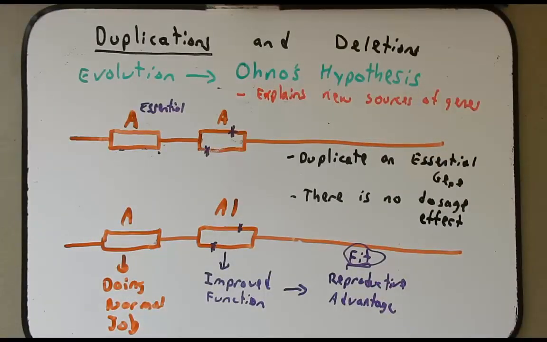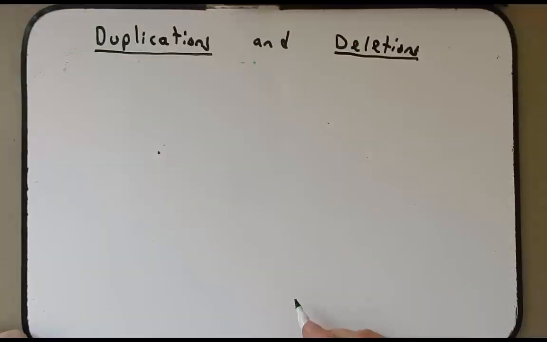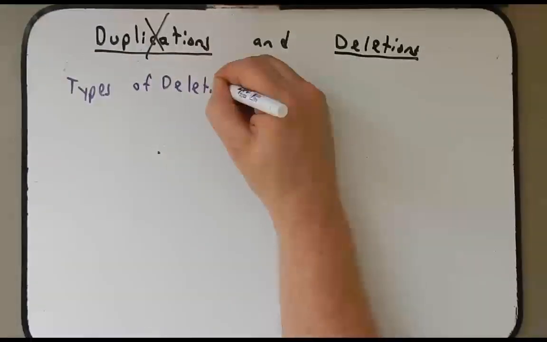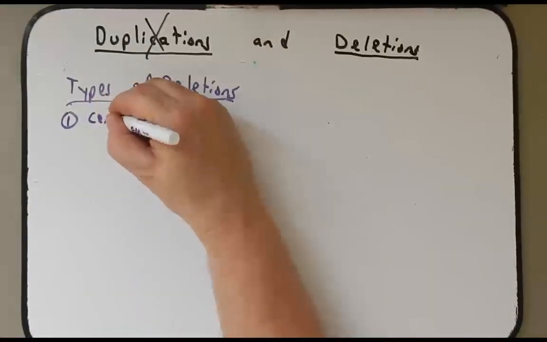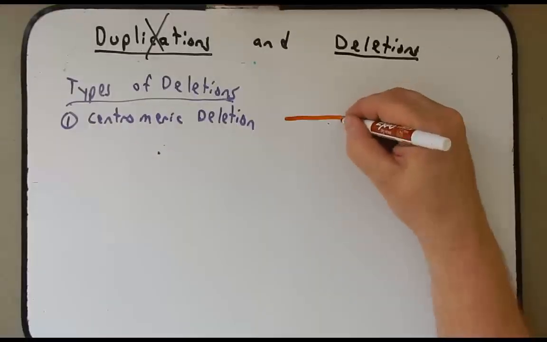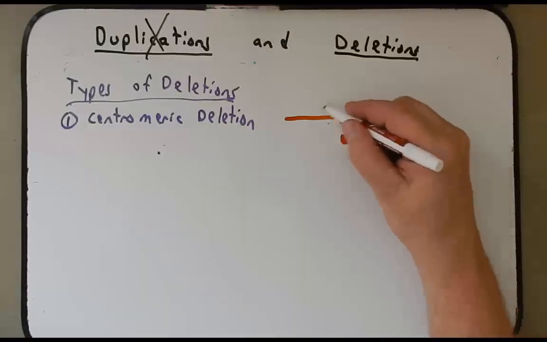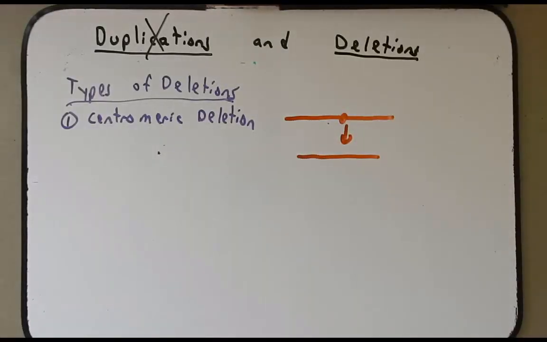Okay, now I want to talk about deletions and how deletions can lead to some sort of a phenotype. So we're done talking about duplications. Let's focus on deletions. And so as we think about phenotypes associated with deletions, it's important to consider types of deletions. The first one I want to throw at you here is called a centromeric deletion. So for instance, if we have our chromosome here with our centromere right there, and the deletion results in regions of the DNA or chromosome being removed that include the centromere, like that would be called a centromeric deletion.